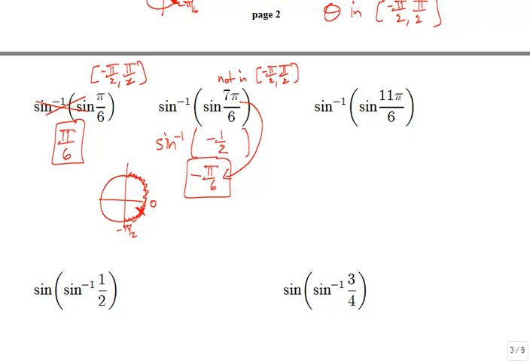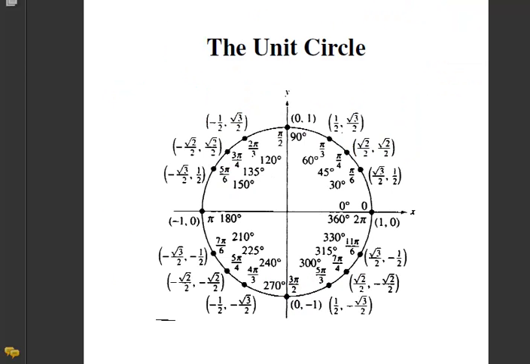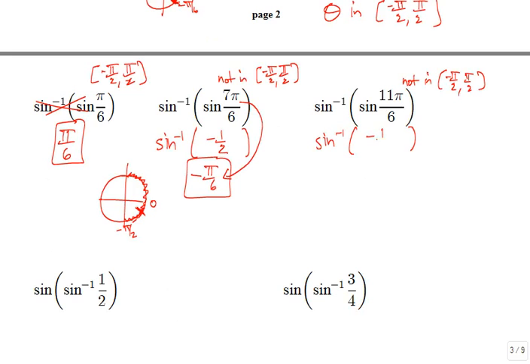So let's do that again over here. We want to be able to just cancel these guys out, but 11 pi over 6 is not in minus pi over 2 to pi over 2. So what we're going to do is we're going to work from the inside out, and we're going to think about what's the sine of 11 pi over 6. So 11 pi over 6 is over here. Its y value is negative 1/2. So we replace that with negative 1/2.